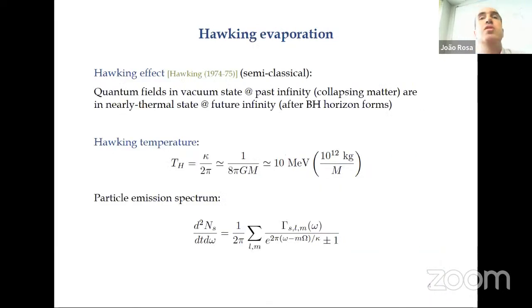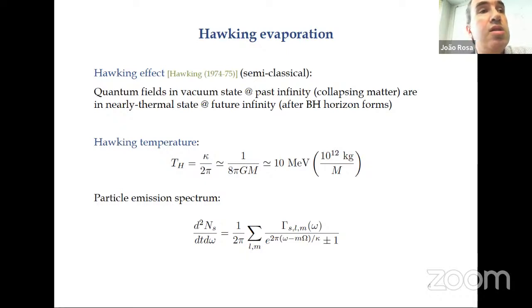Why am I interested in these black holes? Because of Hawking emission, essentially. This is an effect that Hawking predicted using a semi-classical approach of quantum field theory in curved space. In a nutshell, whenever you have matter collapsing into a black hole, at past infinity the quantum fields should be in the vacuum state in principle, but this does not coincide with the state that an observer at future infinity sees. And Hawking showed that the state measured by this distant observer is nearly a thermal state.